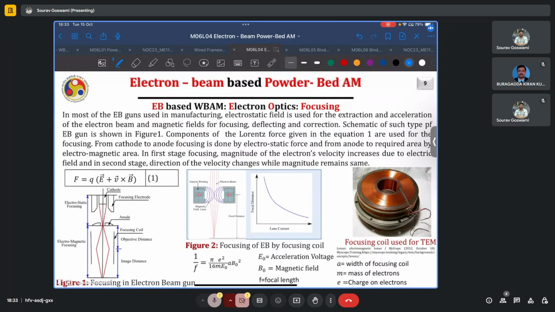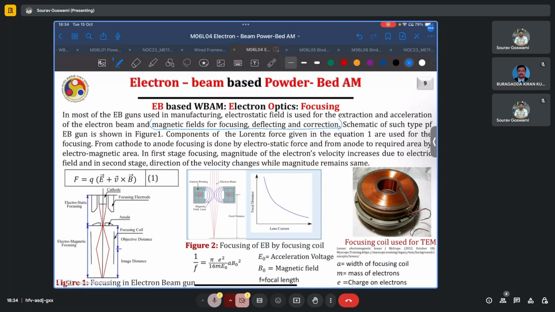Let us talk about the focusing and deflection mechanism, because as we know, it is not just sufficient for the electron beam to fall just near or coincident with the optical axis, normal to the build surface. The beam also needs to be deflected across the entire build region. So in most electron beam guns, electrostatic field is used for extraction and acceleration of the electron beam, and magnetic fields are used for focusing, deflecting, and correction.